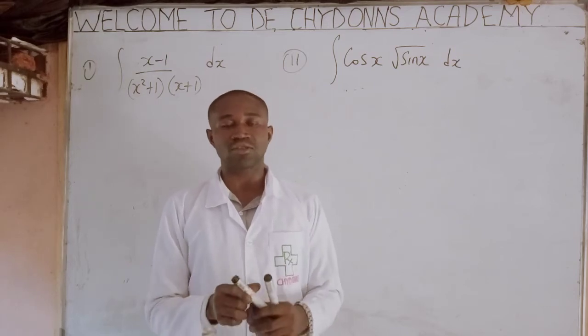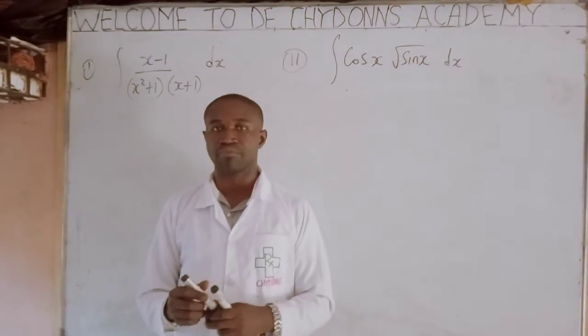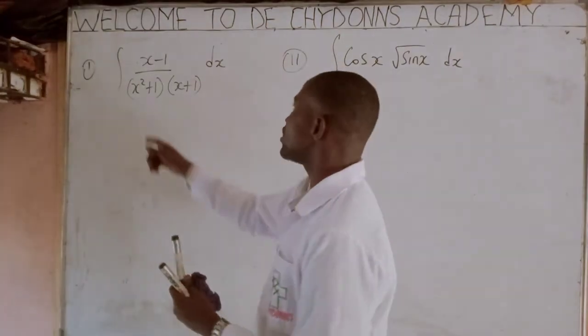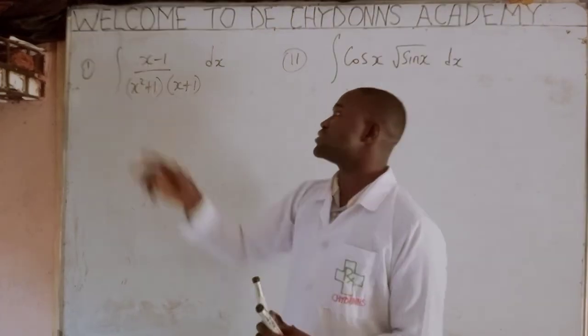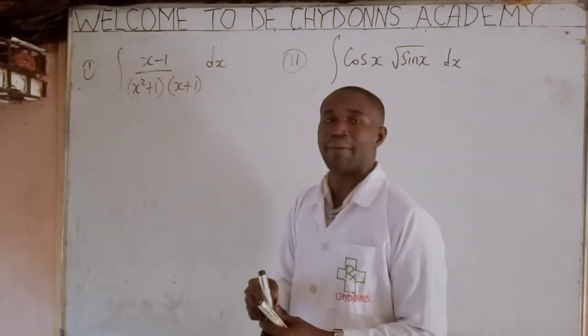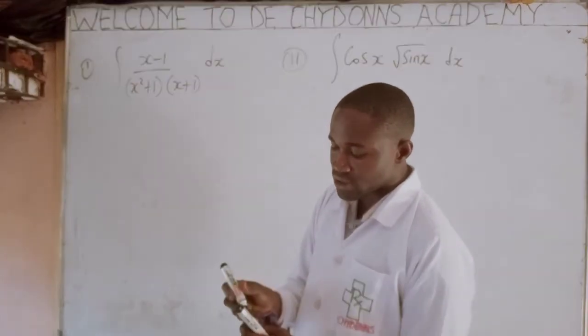Welcome again to the continuation of the topic integration. We want to see how to solve this question we have for us. Now, they say integrate this, dx. When you see this type of question, apply the partial fraction method. How do you do it?